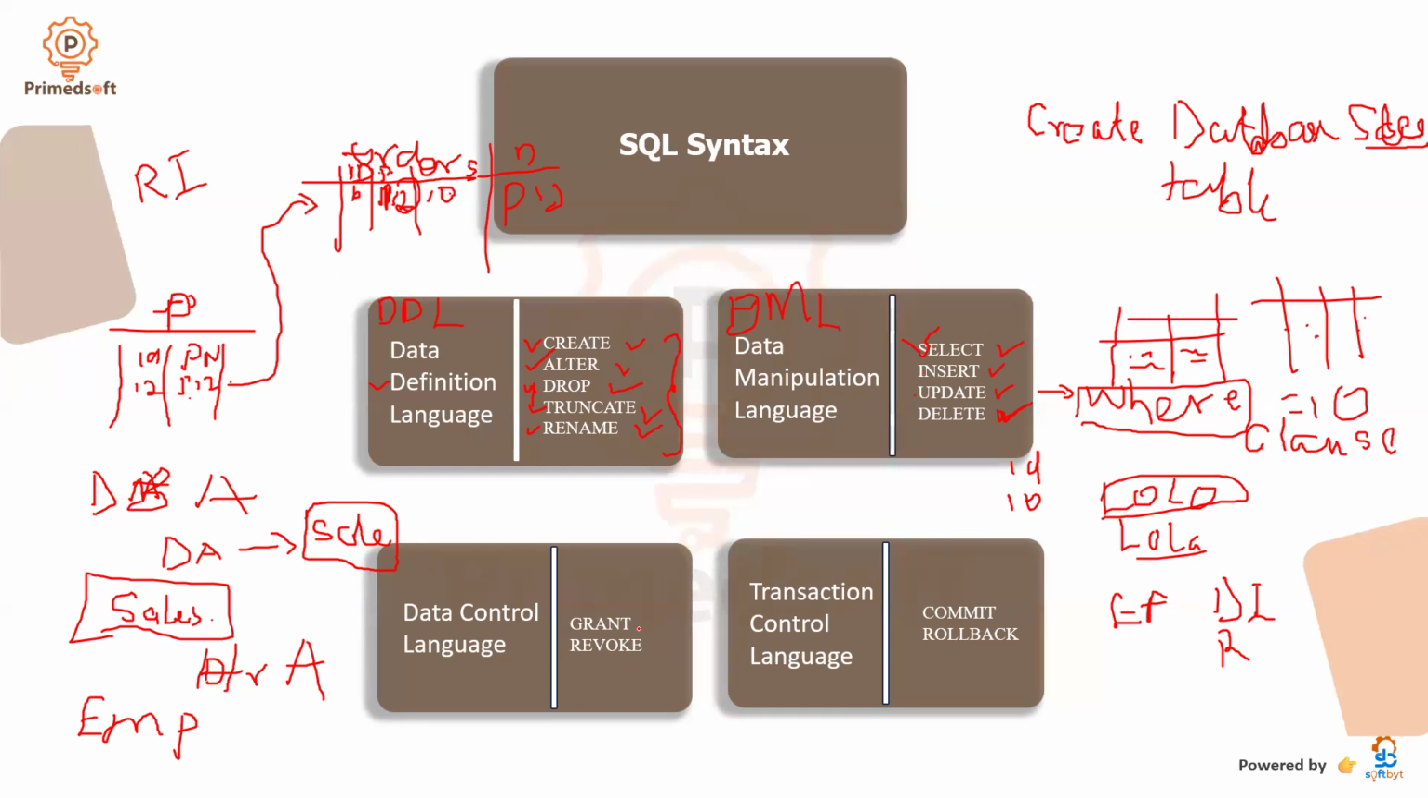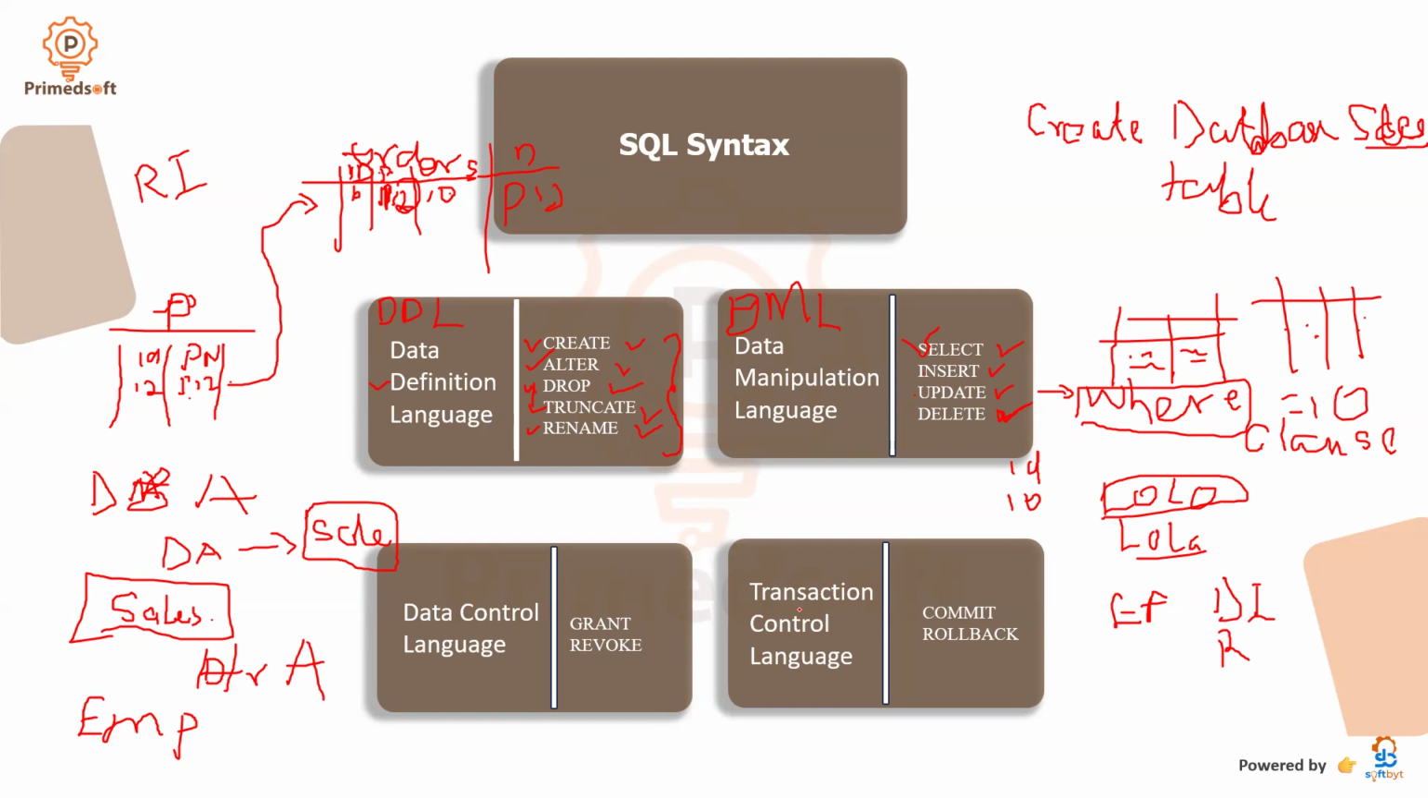Revoke is the opposite of grant. Grant is to give you the access to it. Then revoke is to take away the access from it, or all or some of the access or permission given to you. Does that make sense, guys? Yes, it does. Okay, so let's move on.